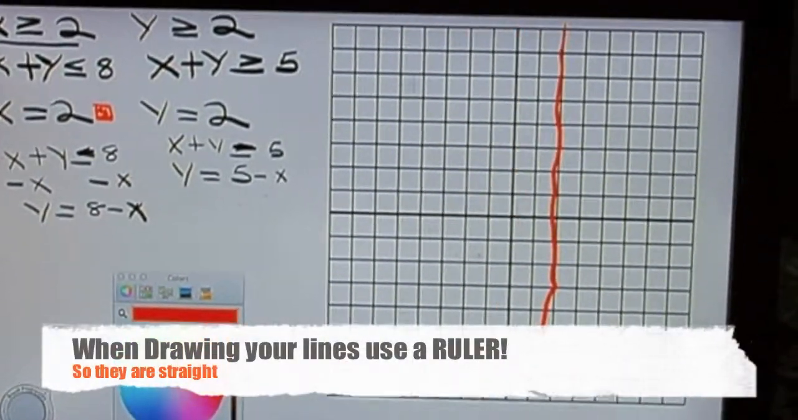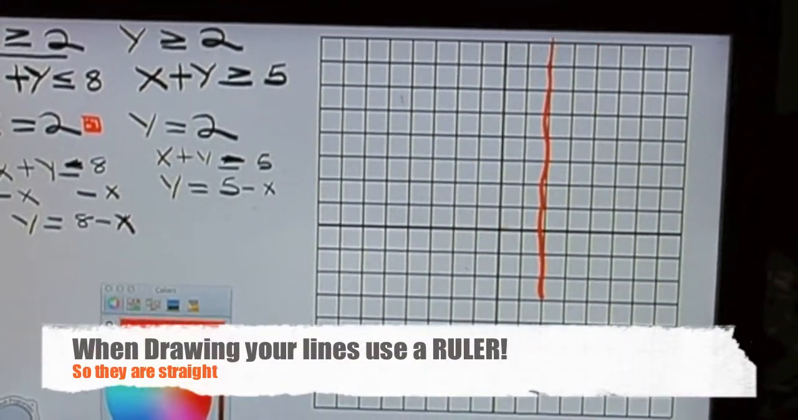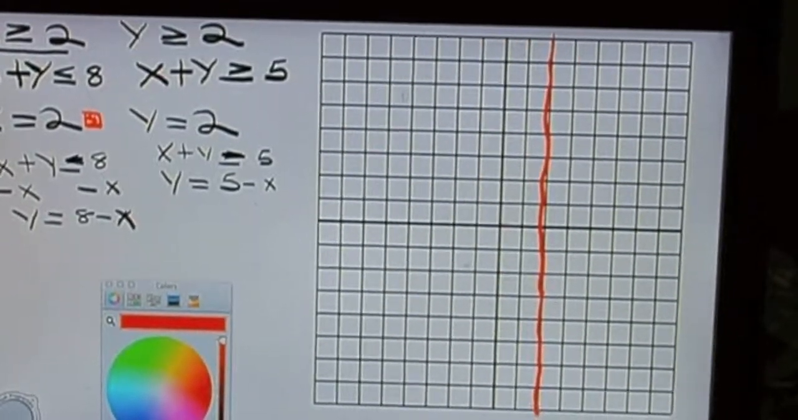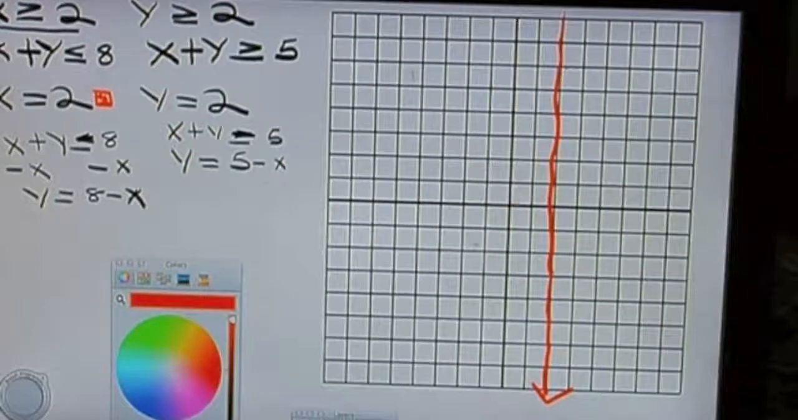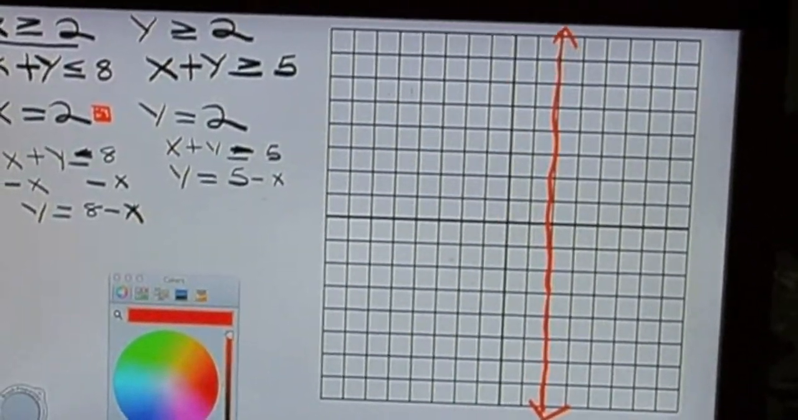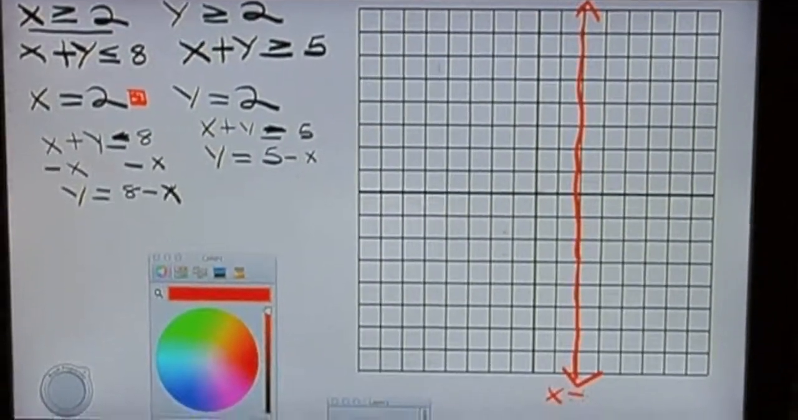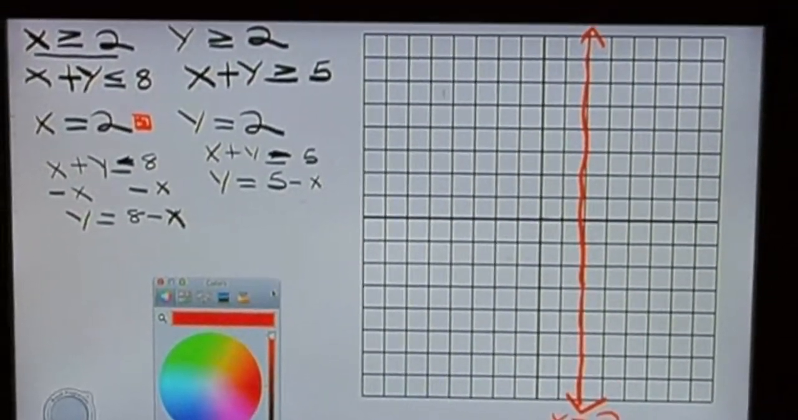I can't draw straight. Chris is trying her hardest to draw a straight line. It's not working well. Close enough. Your line would be straight if you were using a ruler. It's difficult because we don't have one.